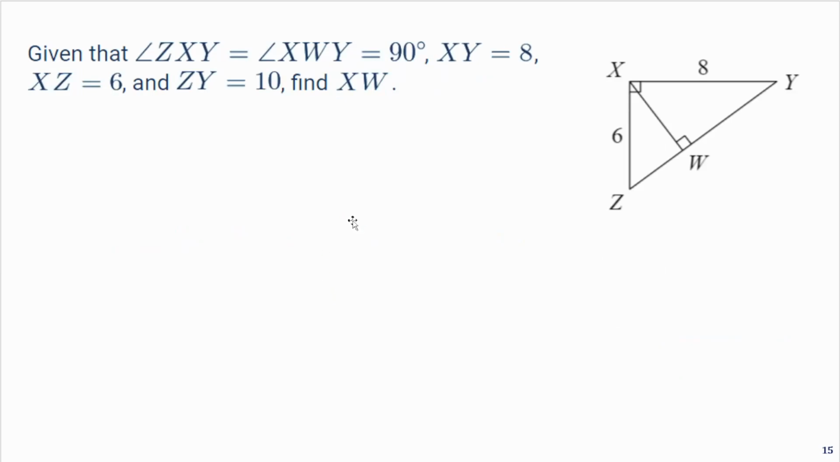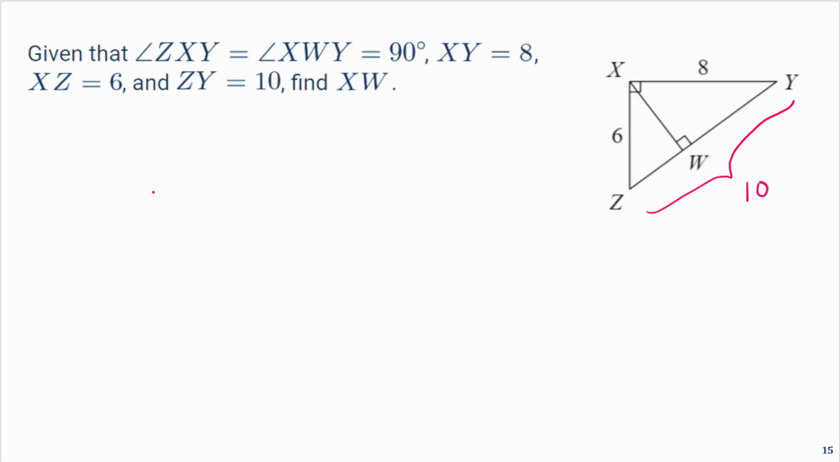Then another quick quiz, which is also pretty straightforward. Given angle ZXY equals angle XWY equals 90 degrees, XY equals 8, XZ equals 6, and ZY equals 10. Can you find XW? So note that XW is the altitude on the side ZY. Let me know if you finish, okay? No, I'm done. Okay. Yeah.